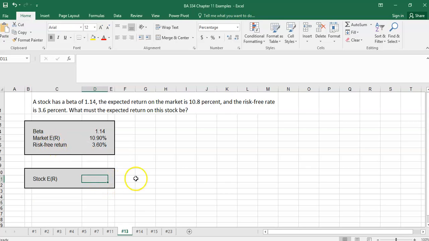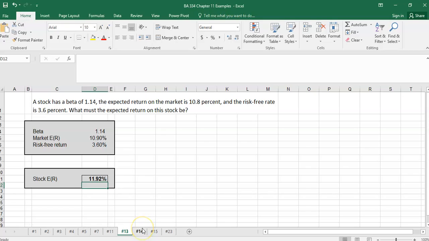So remember, the risk-free return is the percentage of return that's currently on treasury bills. That is the standard risk-free rate that is used in stock calculations. So we have the risk-free return plus the beta times the difference between the market return minus risk-free return. And that gives us the expected return on the stock, which is 11.92%.